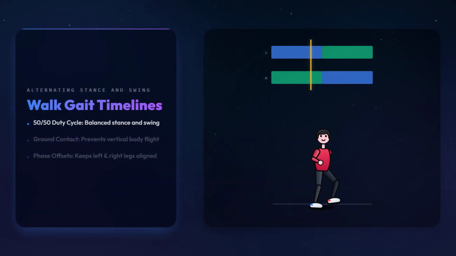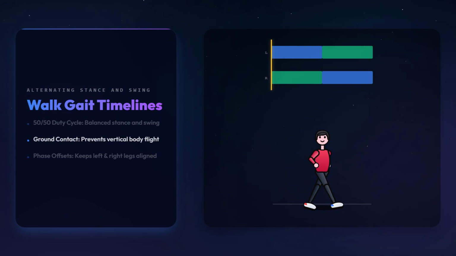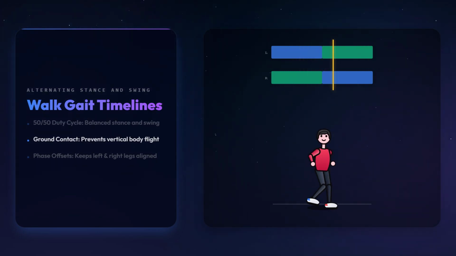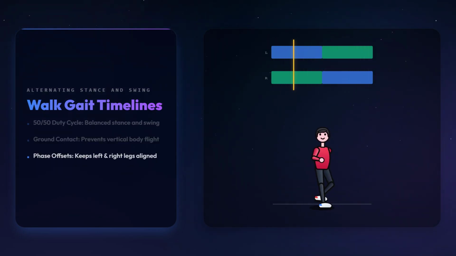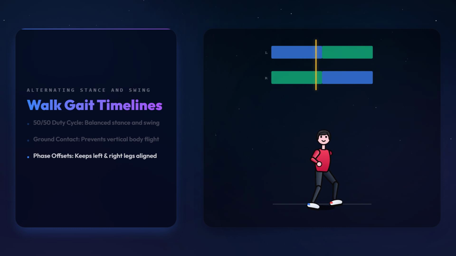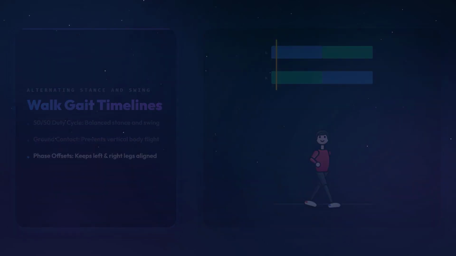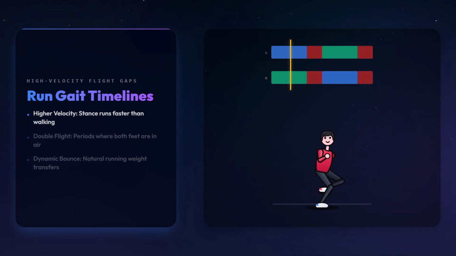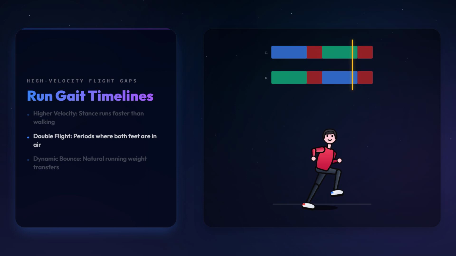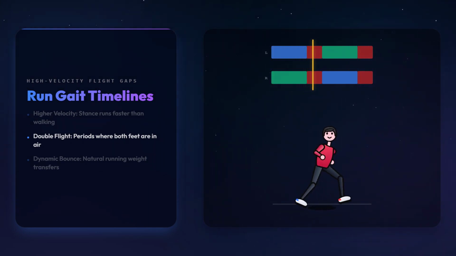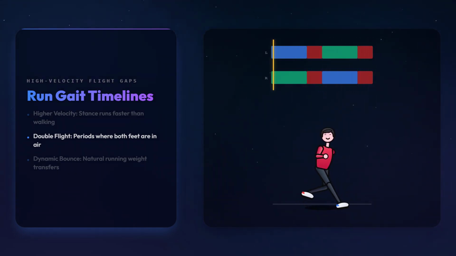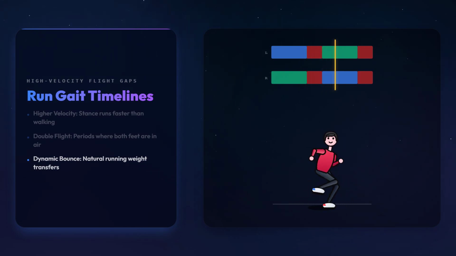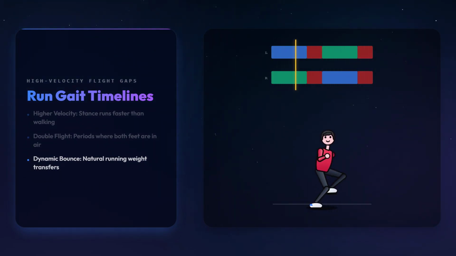Let's trace the full walk gait timeline. The stance phase maintains support flat on the ground. As the foot exits, the swing phase lifts it into the air to take the next step, alternating between left and right legs. In contrast, the run gait timeline incorporates a double flight phase. Because the character moves faster than the stance speed, there are periods where both legs are in the air. This creates a natural, energetic bouncing movement.